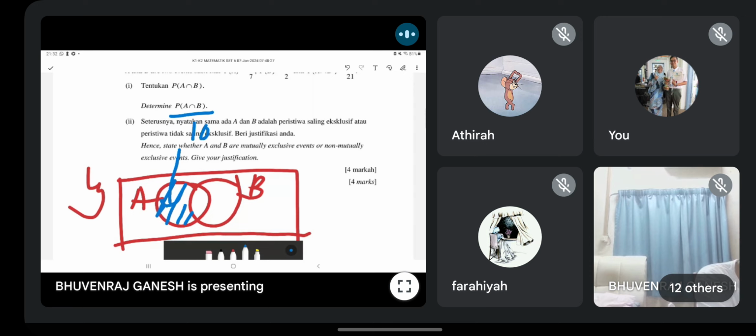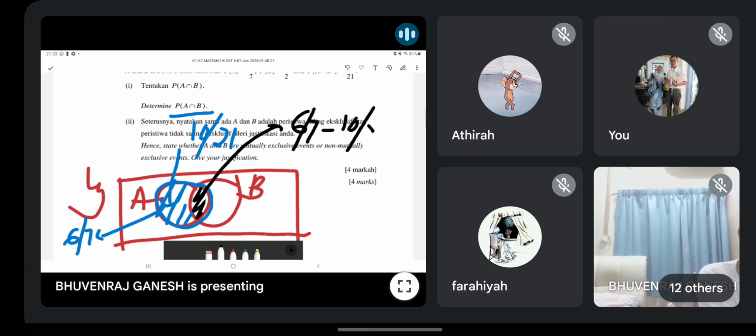Yang ni 10/21. So, mereka nak cari A intercept B. Soalan nak cari yang ni. Okay, lepas tu mereka bagi tahu kebarangkalian bagi A. Okay, yang bulatan ni. This whole circle over here. Saya guna biru lah. This whole circle. Seluruh yang ni 6/7. Jadi macam mana cari yang hitam ni? 6/7, satu bulatan, the whole circle minus 10/21. Jadi jawapan dia 8/21.